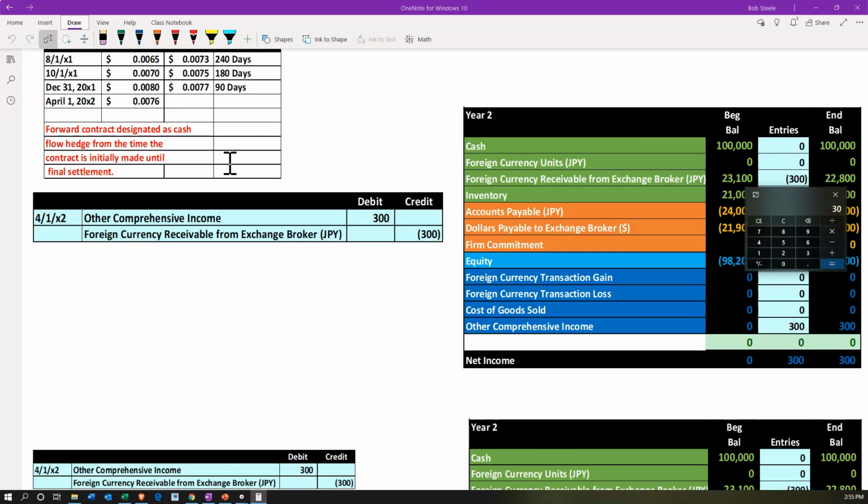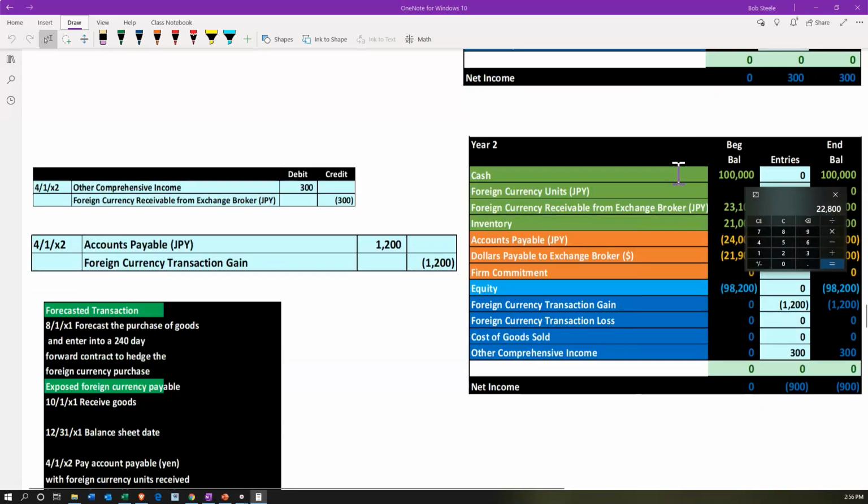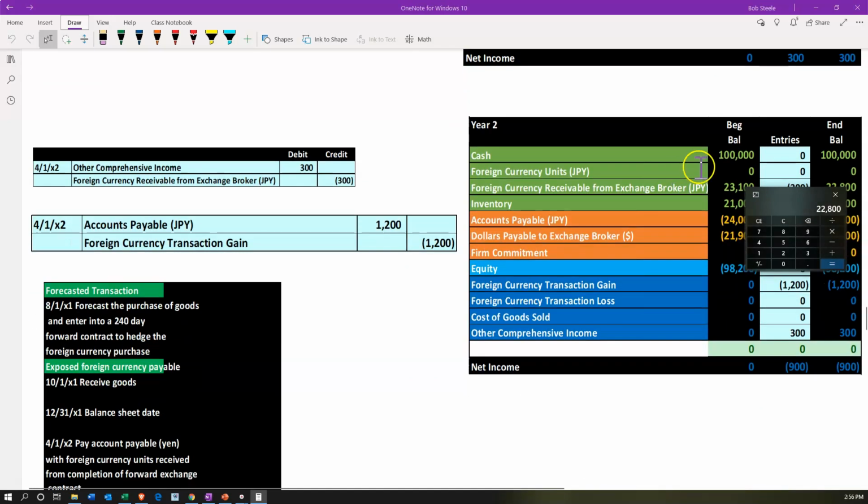So that's going to be 3 million times the 0.0076. And there, once again, is our 22.8 that we're going to get paid from the broker, the 3 million yen, which will equal $22,800.